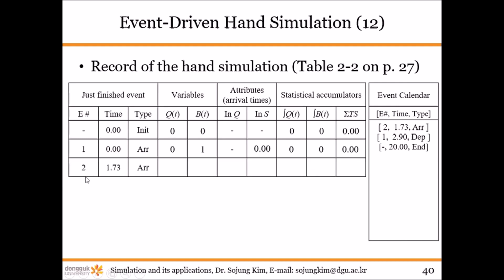And next, there was an arrival event of the second entity, so Qt becomes 1 and BT is still 1, right? And then the arrival time of the second entity is 1.73, and the arrival time of the first entity is 0.0, just a 0. And then other values are 0, but the integral of the BT is 1.73. Why? Because the BT value has been 1 for 1.73, right? So 1 times 1.73 is 1.73, so that's why. And then the total time in the system is 0.